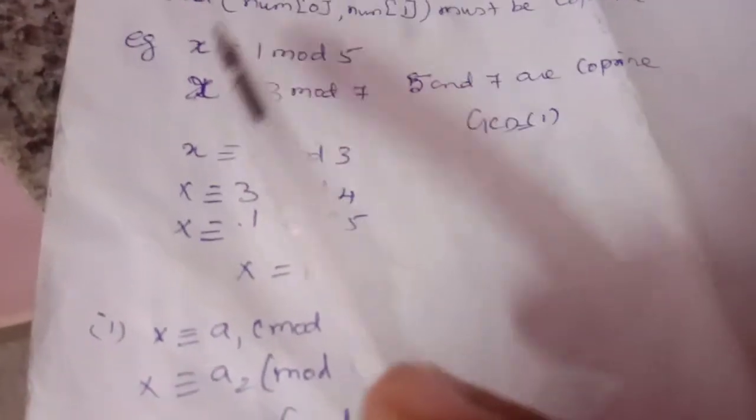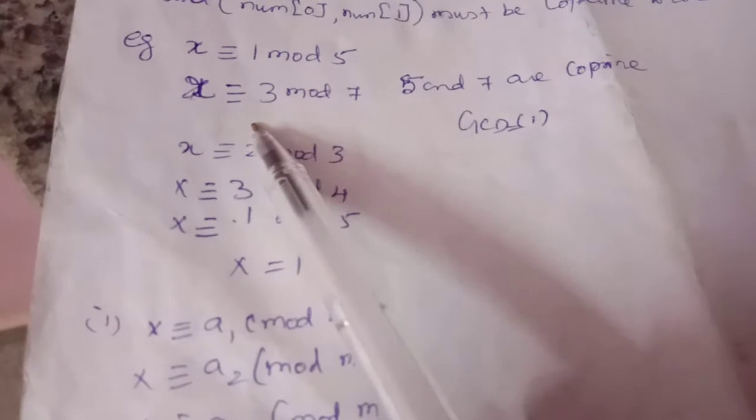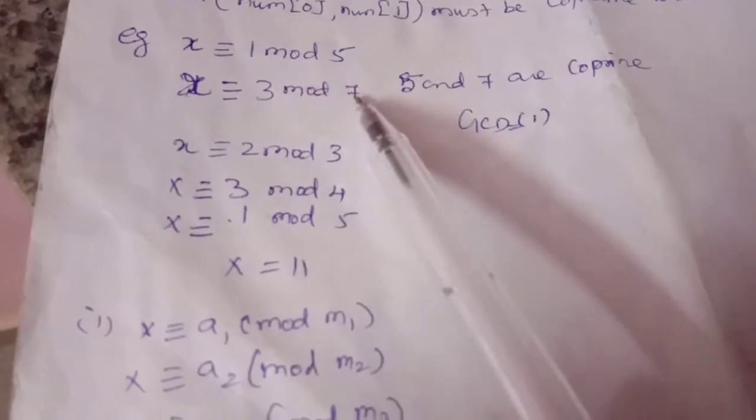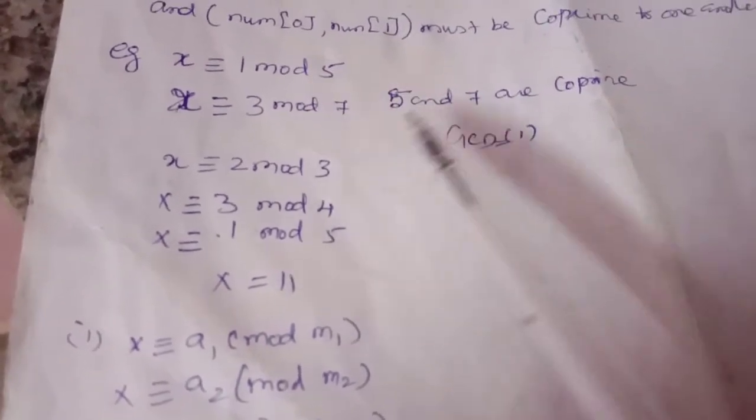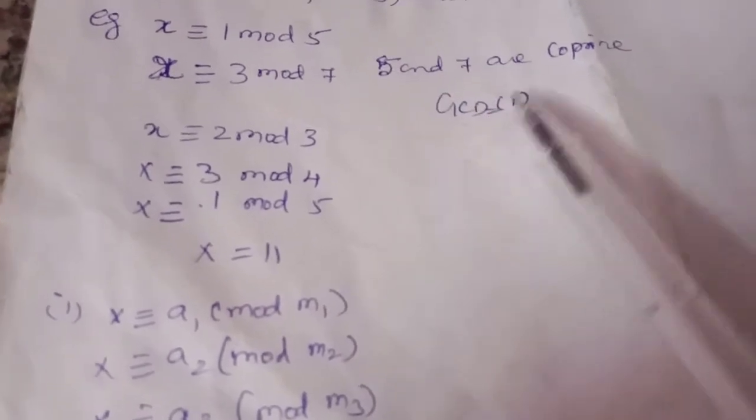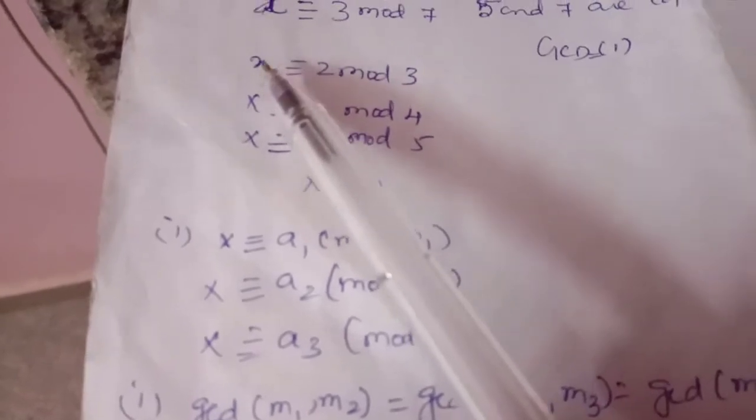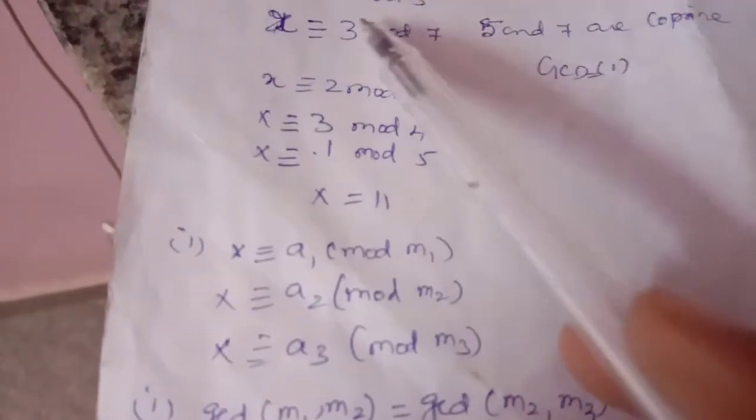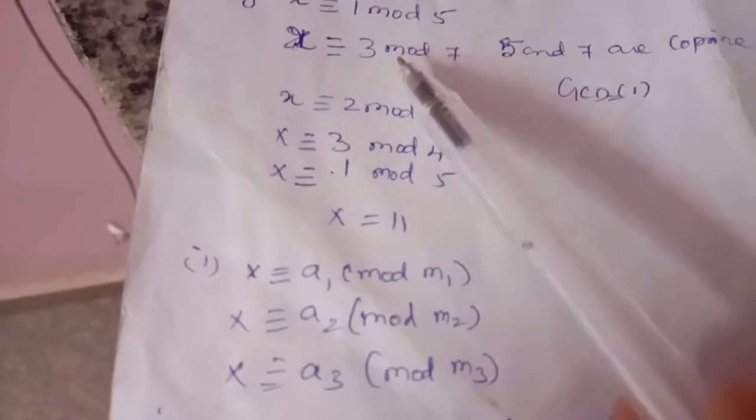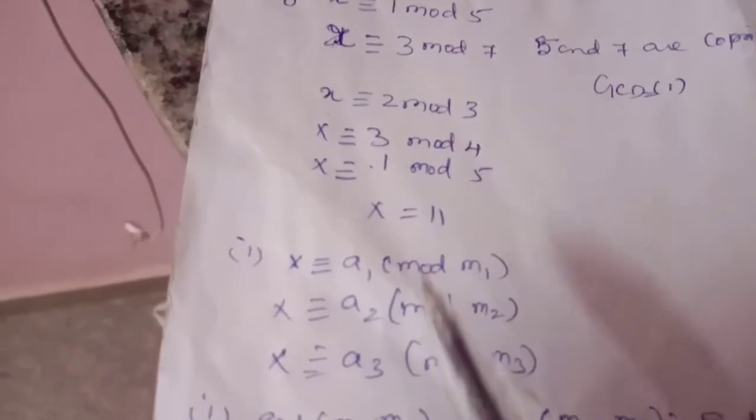For example, x congruent to 1 mod 5, x congruent to 3 mod 7 means 5 and 7 should be co-prime. That is, GCD of 5 and 7 must be 1. Let's take another example also. There may be more equations also. We can solve for x by this Chinese remainder theorem.